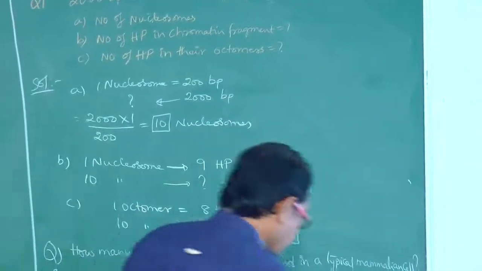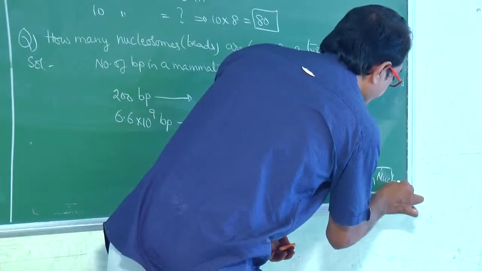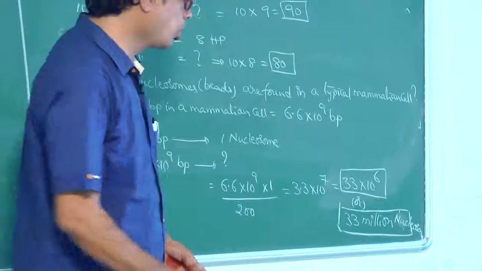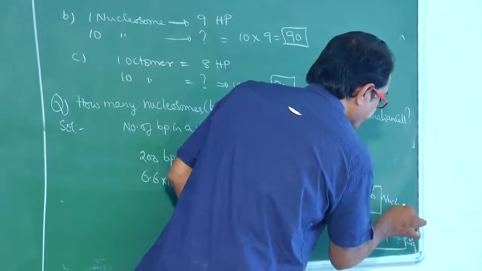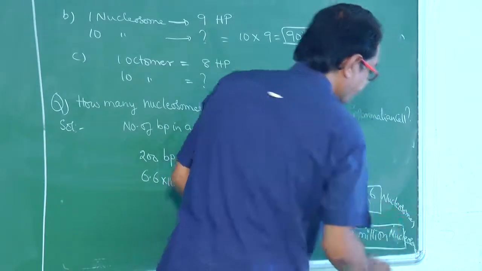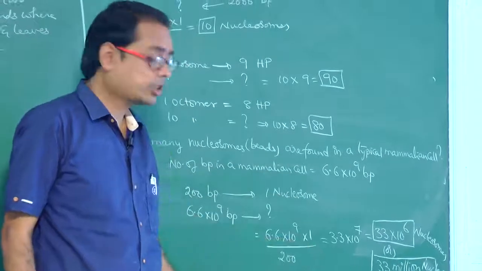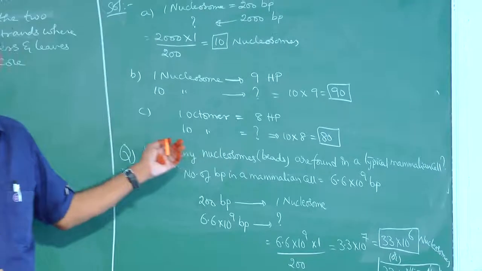33 million, sorry, these are not base pairs, these are nucleosomes. 33 million nucleosomes. So in a typical mammalian cell, 33 million nucleosomes are present. Please note down all these points.